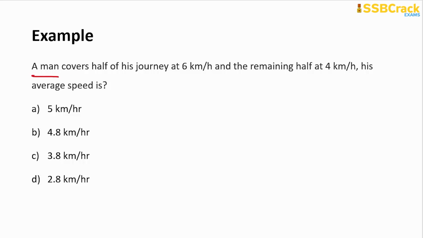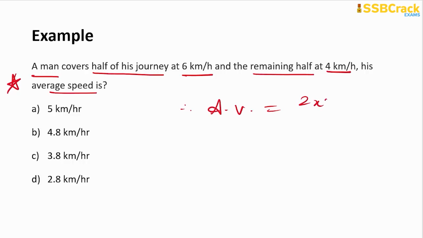There is a man covering half of his journey at 6 km per hour and the remaining half of the journey at 4 km per hour. Then what is his average speed? Understood? As soon as you read such a question in your defense exam, you know two speeds and it is mentioned that the man is covering half of the distance with those speeds, then you are absolutely correct to go ahead with the average speed formula, which is given by 2xy upon x plus y.